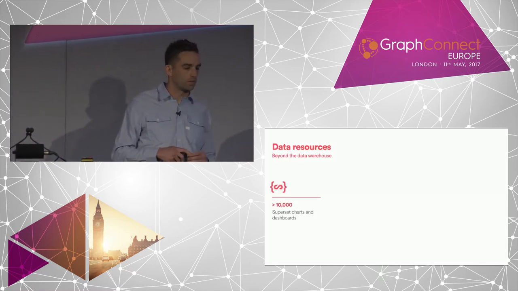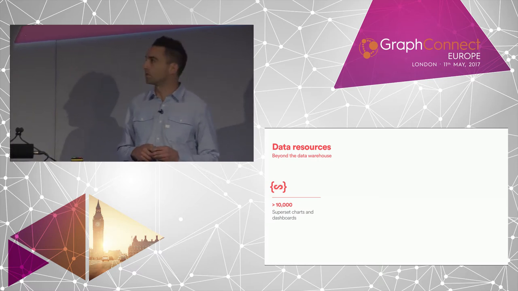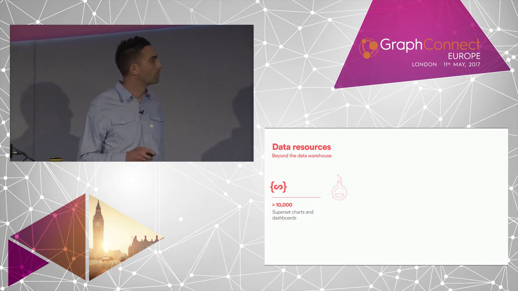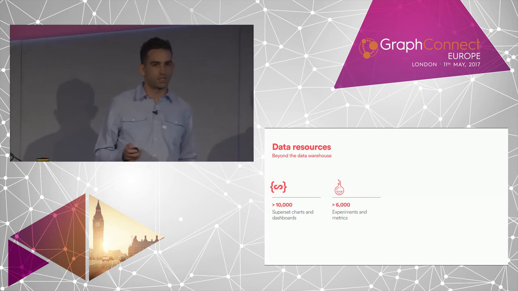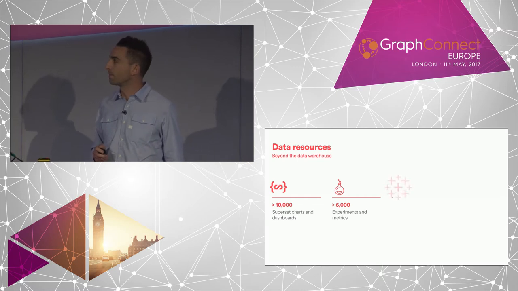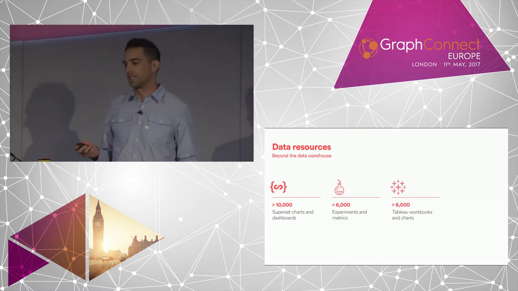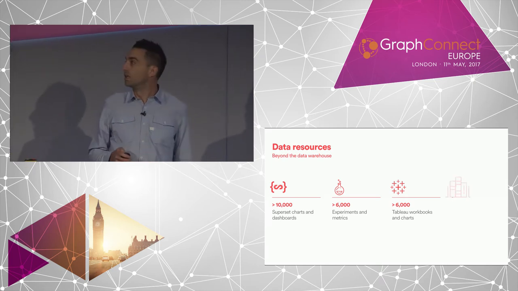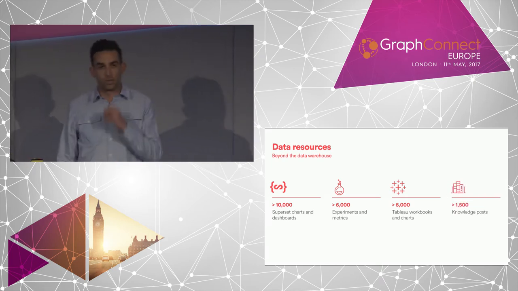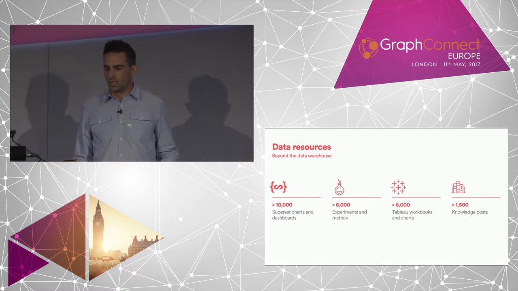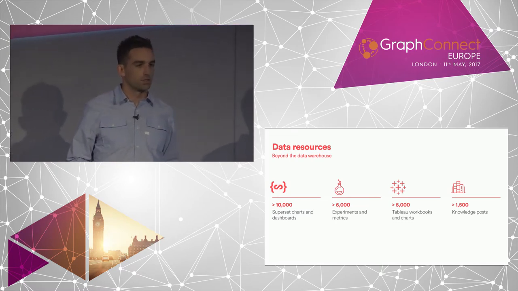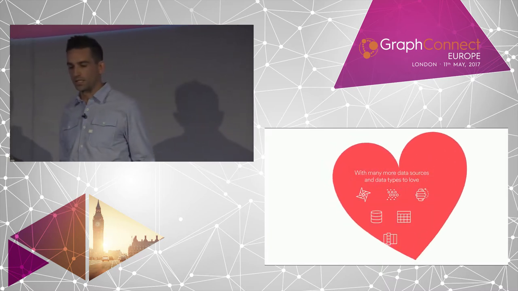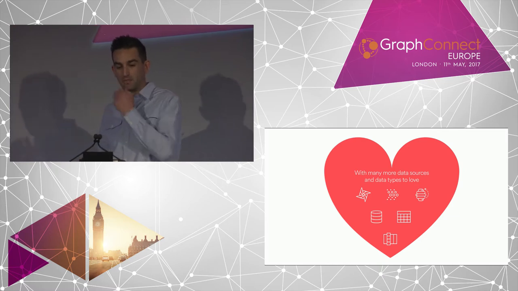At Airbnb, we have over 10,000 Superset charts and dashboards. Superset is an open source data analytics platform. We have in excess of 6,000 experiments and metrics, over 6,000 Tableau workbooks and charts, and over 1,500 knowledge posts. That's an open source knowledge sharing platform that data scientists use to share their results. As well as a litany of other data types.